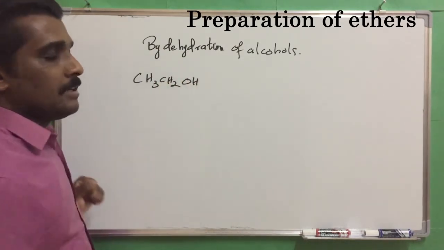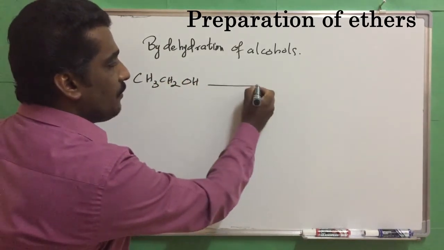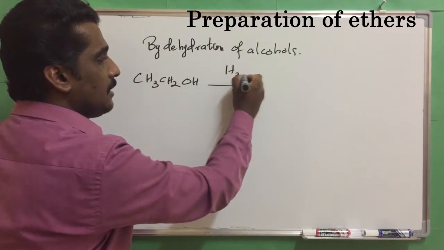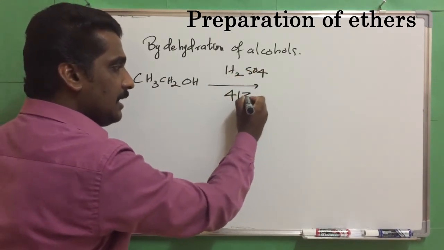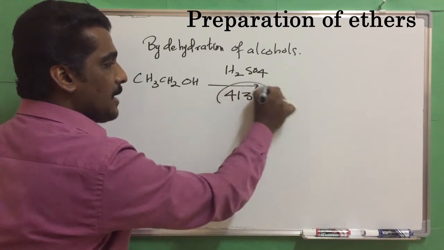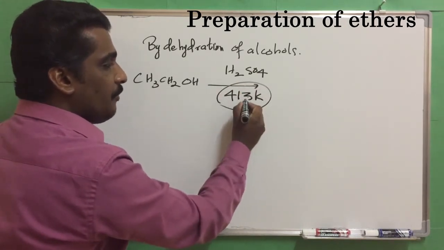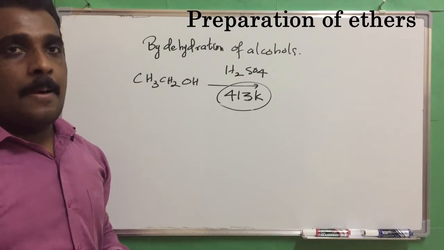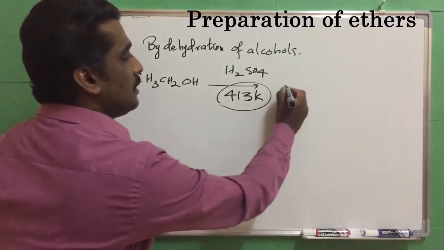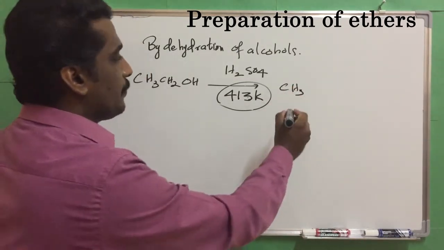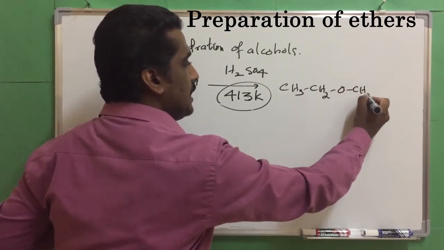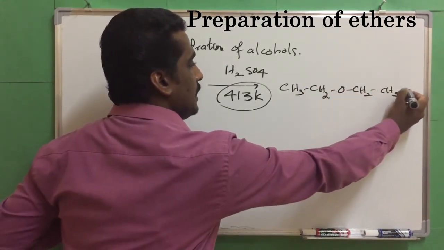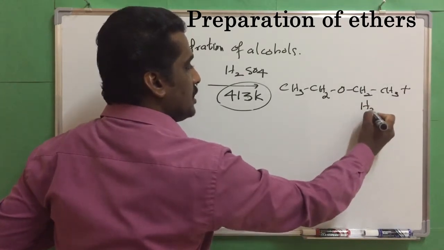CH3CH2OH, in presence of sulfuric acid at 413 Kelvin. Okay, this temperature is important. 413 Kelvin produces ether, CH3CH2OCH2CH3 plus H2O.